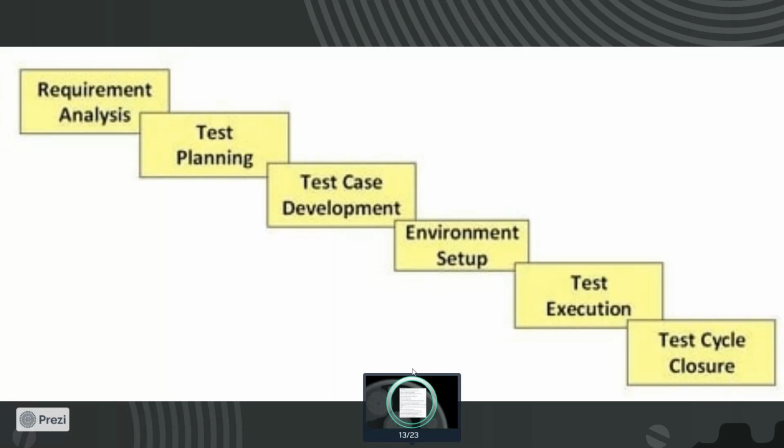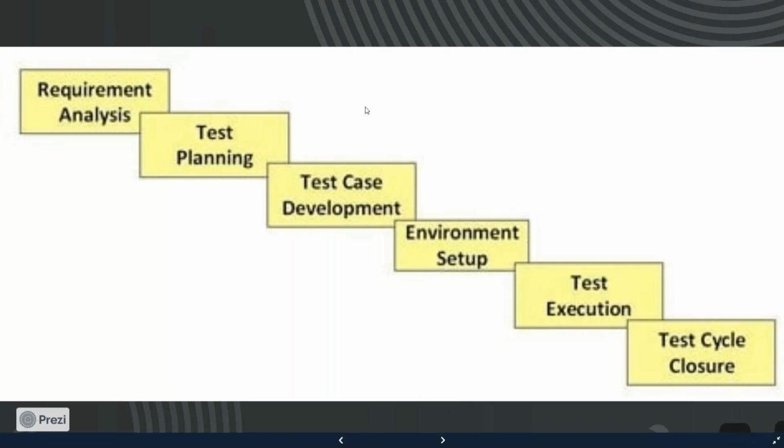And then in test execution we will execute the things, whether manual or automation execution. And at the end, if everything goes well, then there will be a test closure once everything is done from the point of view of testing. Okay.